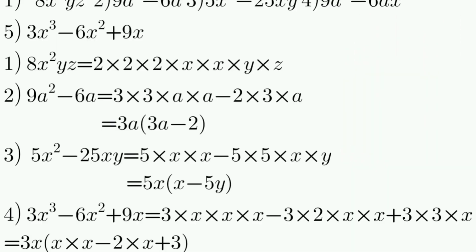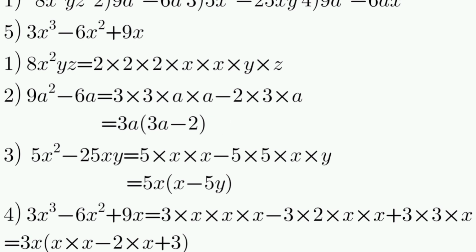8x square yz. 8 can be split into its irreducible factors, 2 into 2, x into x, y into z. One more example, 9a square minus 6a. 9a square can be split into 3 into a into a, 6a is 2 into 3 into a. What are the common factors which can be found here? 3a. 3a into 3a minus 2.